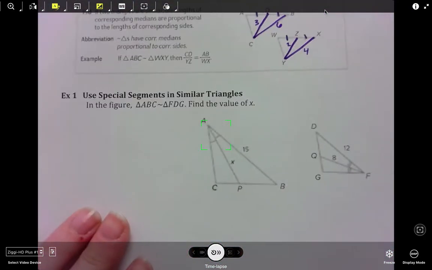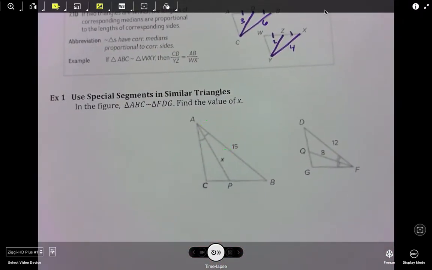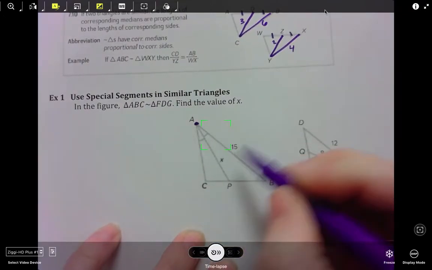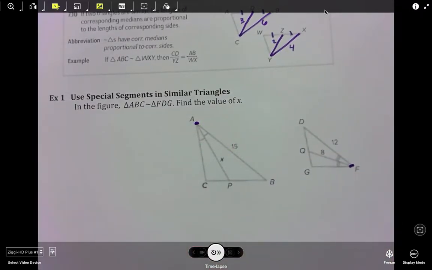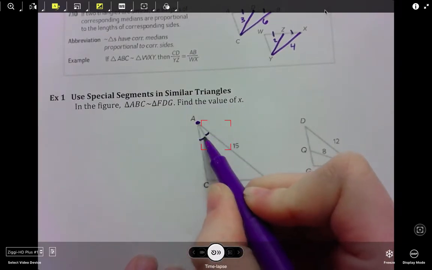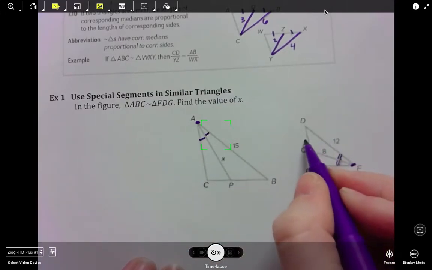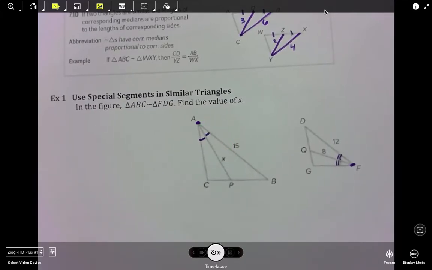Okay, example 1. So they have these triangles turned, but don't let that confuse you. This angle A corresponds to angle F. These segments that are here in the middle, those are angle bisectors, and I can tell because it's bisecting the angle. Each one of these is split in half. Now it's not a median. A median would be if I had tick marks here and here and here and here. Okay, it's an angle bisector. It doesn't matter though. Median, angle bisector doesn't matter.